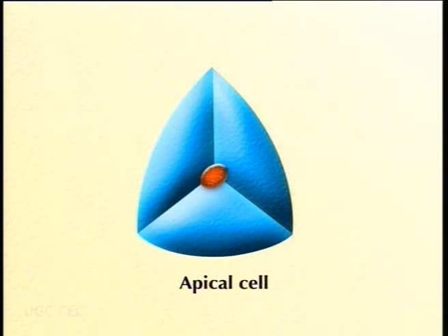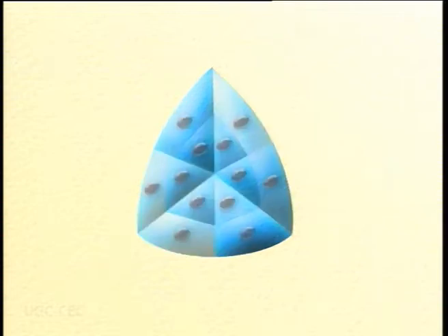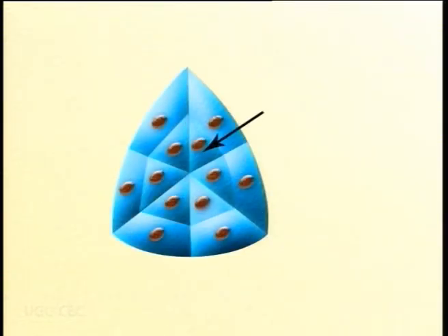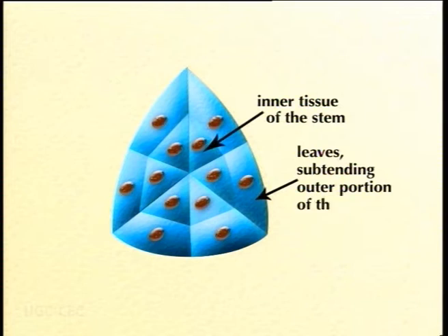In this 3-faced apical cell, segments are demarcated regularly from each face. Each of the segments thus formed divide periclinally. The 3 inner daughter cells, by repeated longitudinal and transverse divisions, form the inner tissue of the stem. The outer daughter cells of the segment contribute the leaves, the subtending outer portion of the stem and the lateral branches.